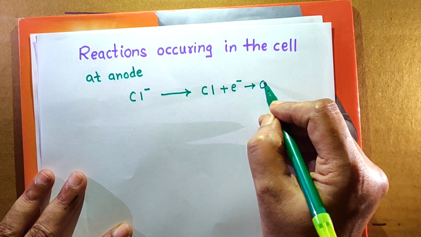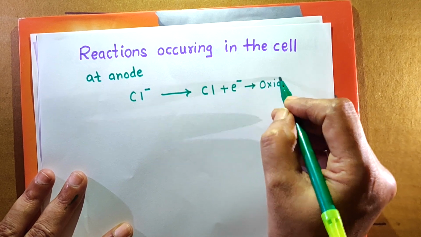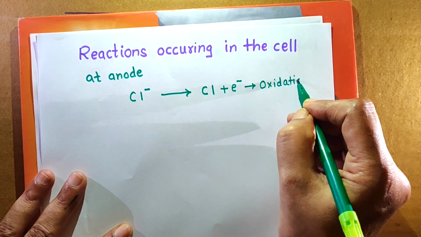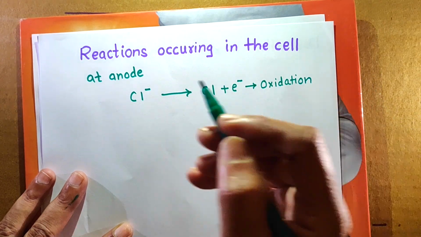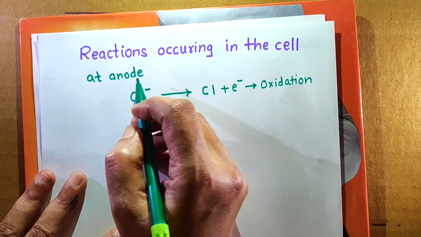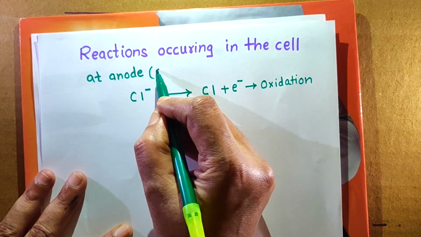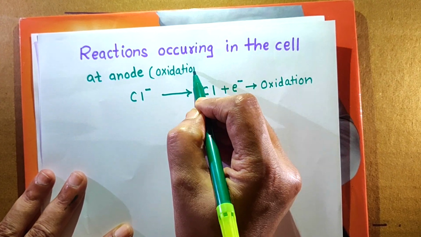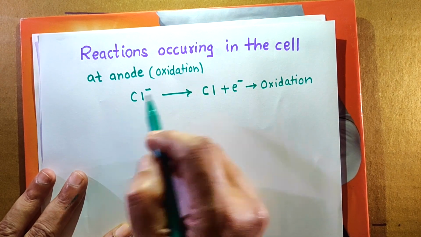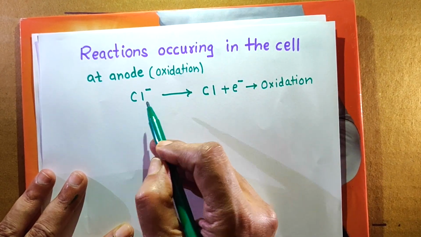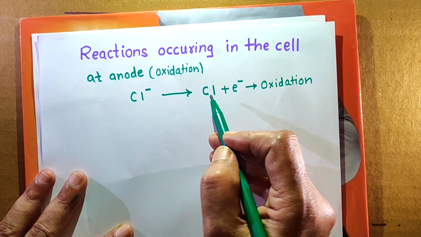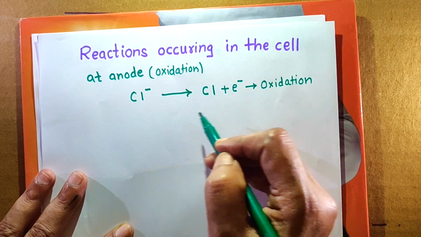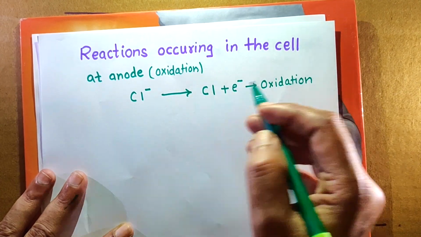That reaction is called loss of electrons, so this is an oxidation reaction. So remember, in an electrolytic cell at anode an oxidation reaction takes place, that is loss of electrons takes place. Cl minus ions are discharged at anode. We have said discharge means what happens? They are converted into atoms. How? By losing electrons, and loss of electrons is oxidation.